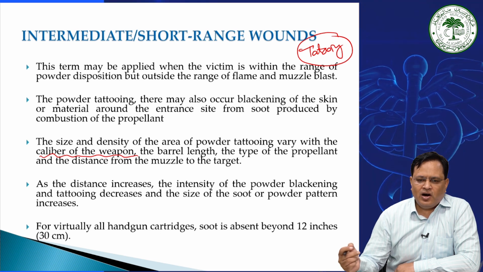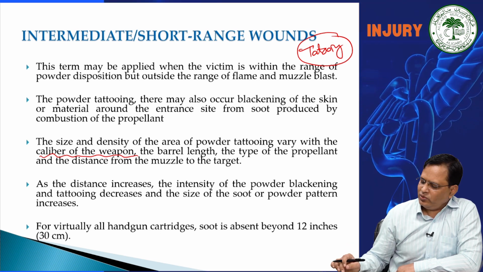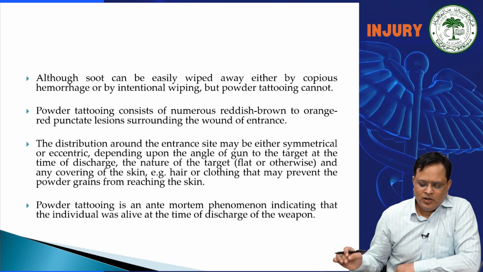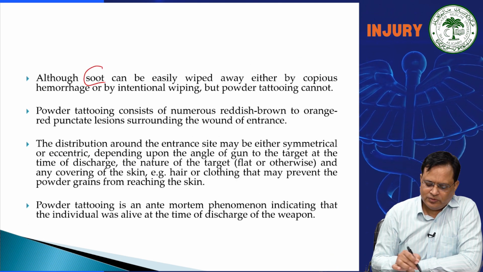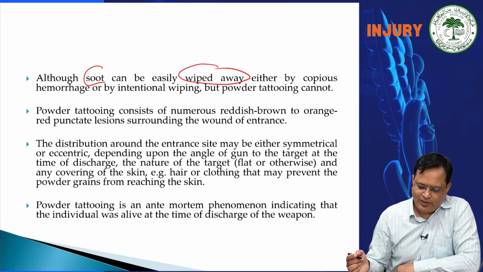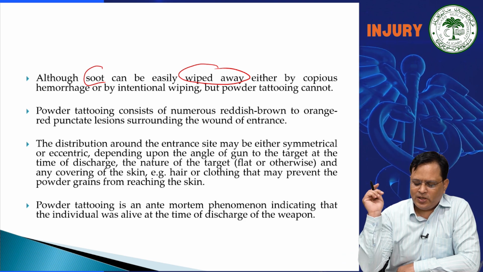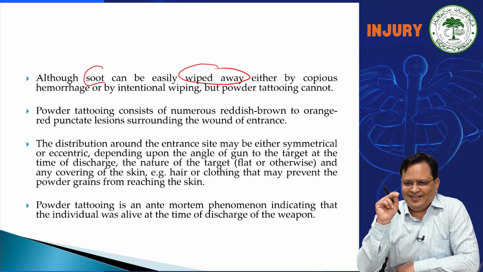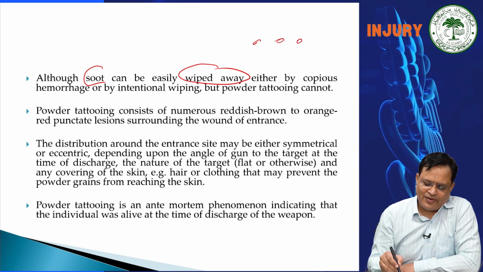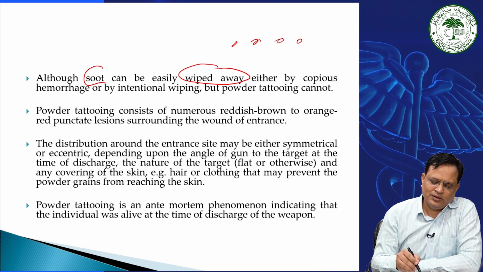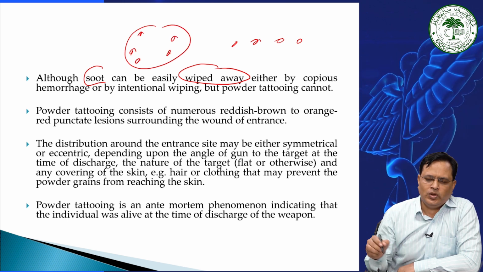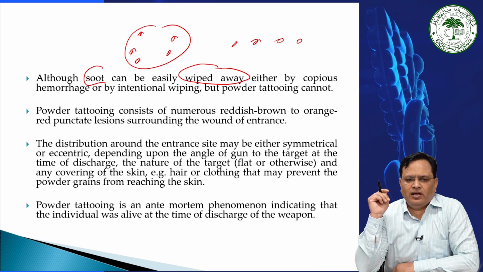For virtually all handgun cartridges, soot is absent beyond 12 inches. After 12 inches, it is generally absent. Soot can be easily wiped away by copious hemorrhage or by intentional wiping, but powder tattooing cannot. If powder has traveled, then it is very hot and it gets deposited in the tissue and can lead to inflammation.